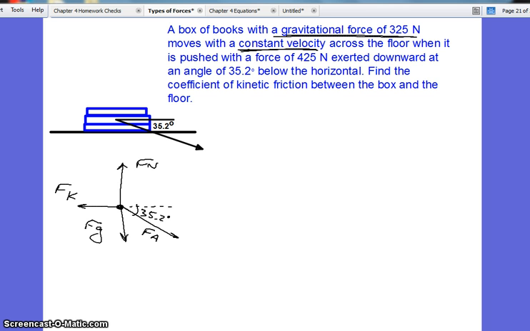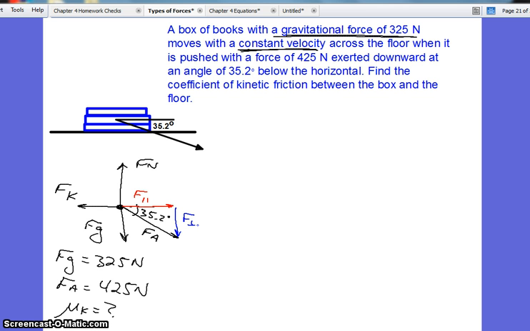Now we write down our givens. The gravitational force is 325 newtons. The applied force is 425 newtons. And we want to find the coefficient of kinetic friction between the floor and the stack of books. First thing we do, whenever we have a force at an angle, we break it into its two components. We already have the gravitational force, so we don't have to calculate that. The components are the one parallel to the surface and the one perpendicular to the surface. I'm not going to call them x and y, because we're going to find the total in the x and the total in the y, and we don't want to use the same letter. So we'll find the force parallel to the surface and the force perpendicular to the surface.